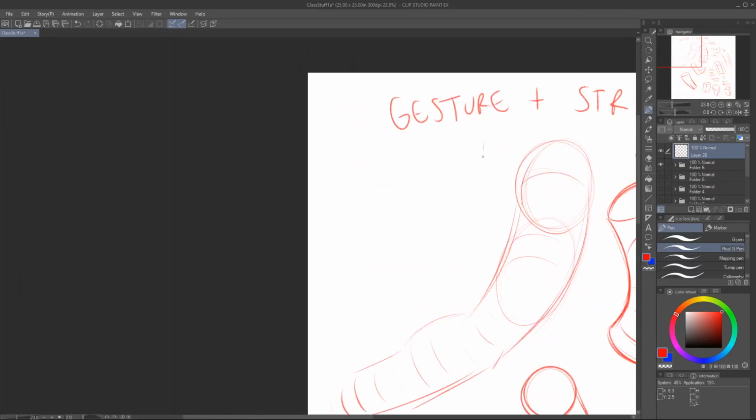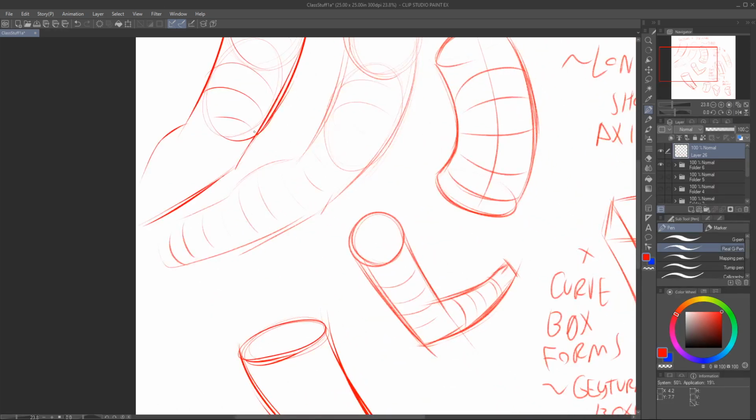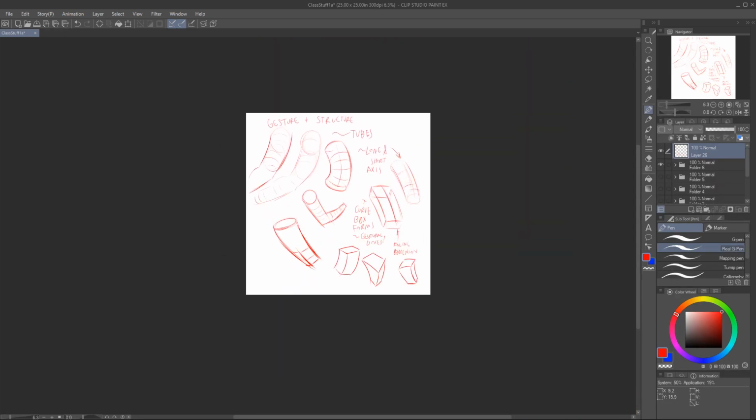I was trying to copy his example that he did from his demo. But we'll get more into that when we do some drawing from some photo drawovers.